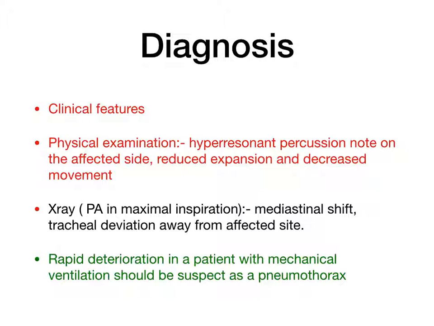When the clinical features and the physical examination point towards tension pneumothorax and the patient is collapsing, the best next step to do is a needle thoracostomy. For educational purposes, the X-ray is done from the posterior-anterior view in maximal inspiration. Please also remember that rapid deterioration in a patient on mechanical ventilation should be suspected as a pneumothorax.